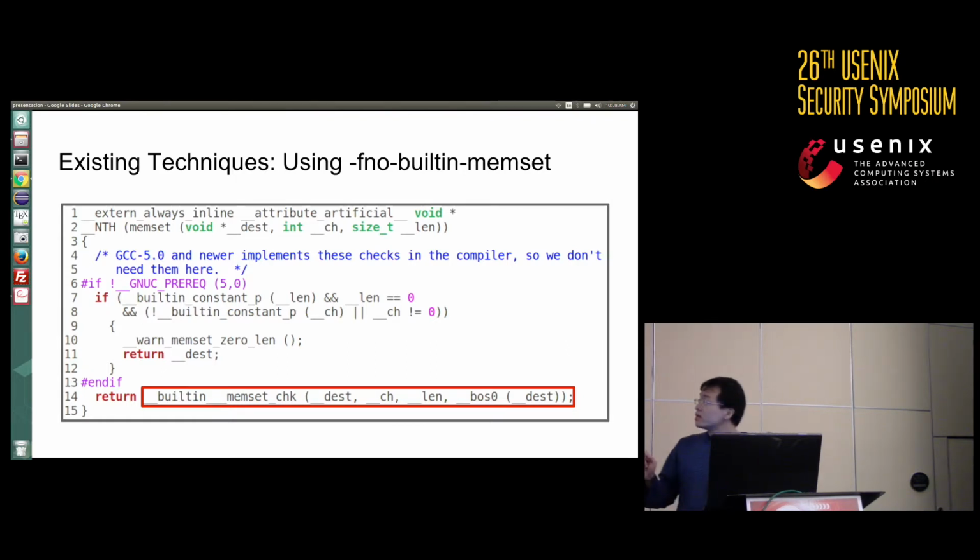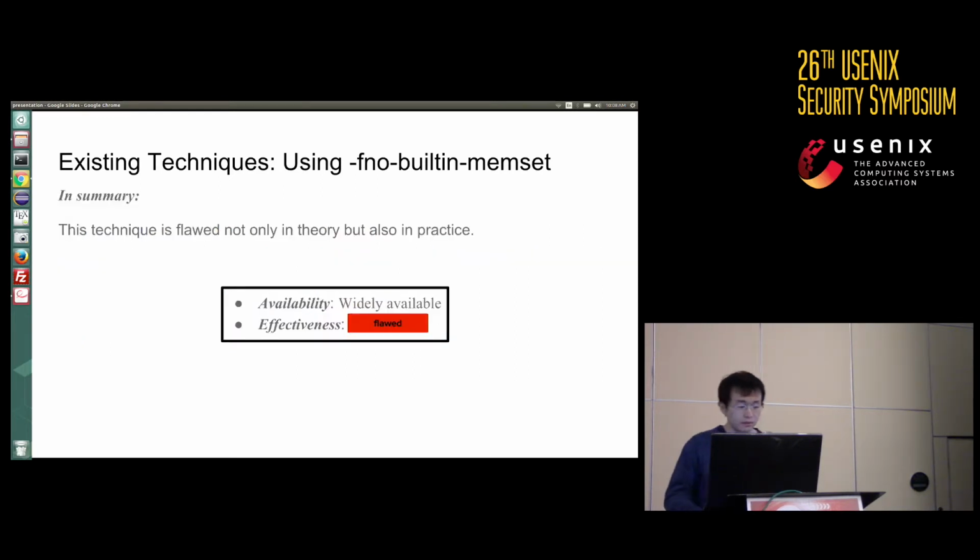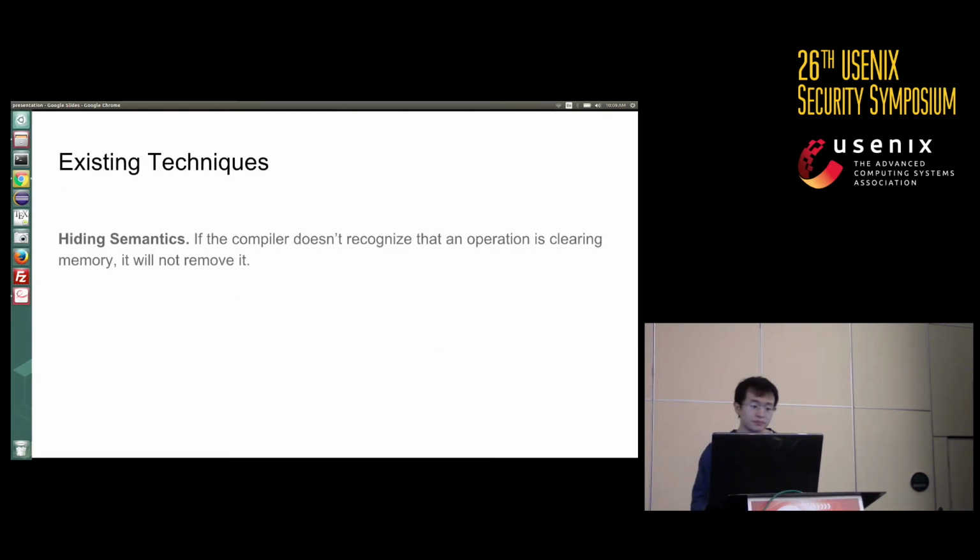So this means even when you disable built-in memset by using the no built-in memset option, a built-in memset can still be used, and that memset will still be subject to dead store elimination. So in summary, this technique is flawed, not only in theory, but also in practice.